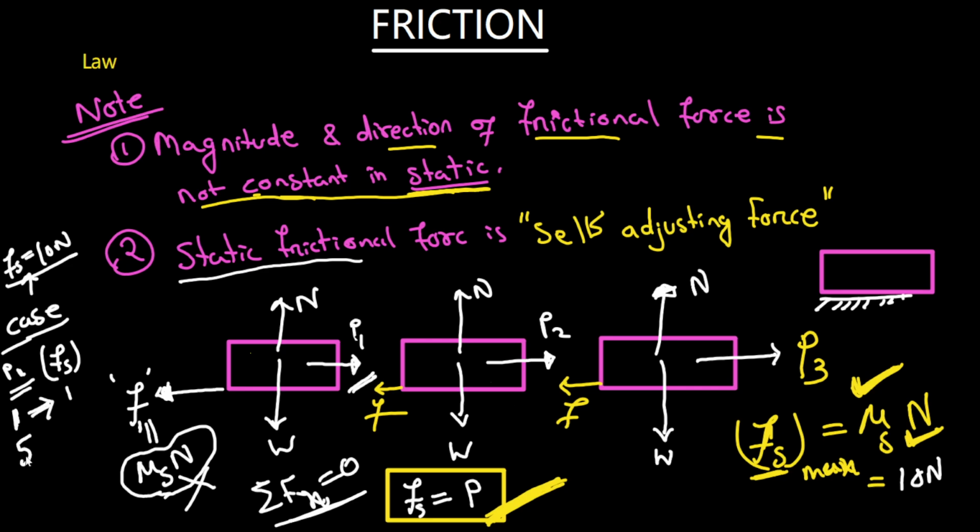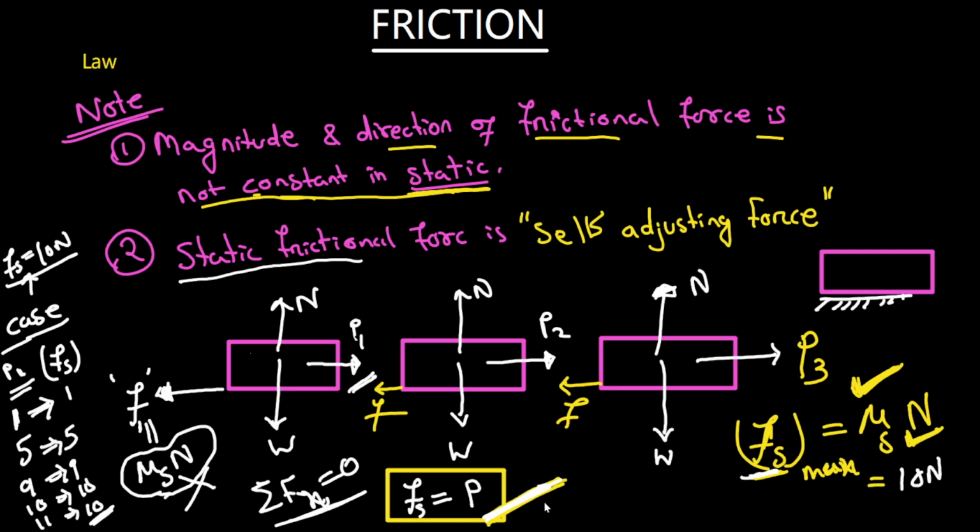If I apply 5, it will be 5. If I apply 9, it will be 9. If you apply 10, it will be 10. If the applied force is 11, what will be the frictional force? It will be 10 only. It cannot go beyond the maximum value of the frictional force. So the static frictional force is equal to the applied force whenever the applied force is less than Fs maximum.